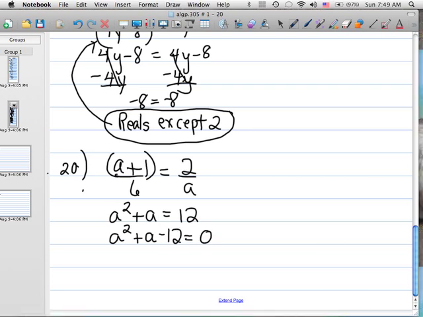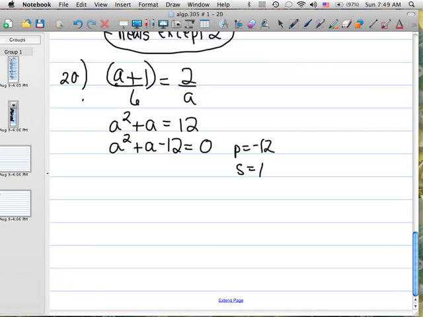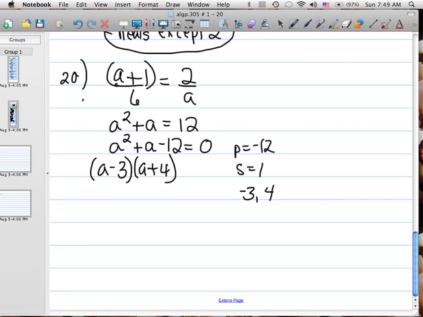There are going to be 2 solutions. Product is negative 12, sum is 1. So the 2 numbers that would work would have to be 3 and 4, and since the sum is positive 1, the 3 is negative. So my factors are a minus 3 and a plus 4. Remember, the minute you see a variable to the second power, you're going to have to use factoring. So the possible solutions are 3 and negative 4, and neither one of those would make a 0 for the denominator, so that's my solution, 3 and negative 4.